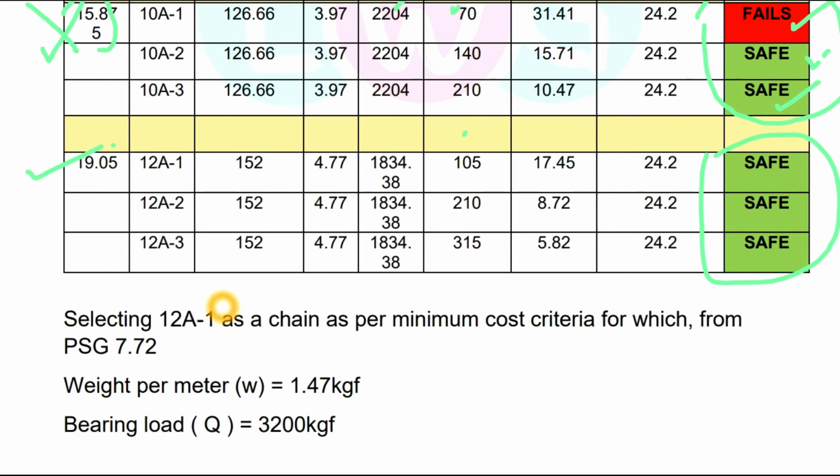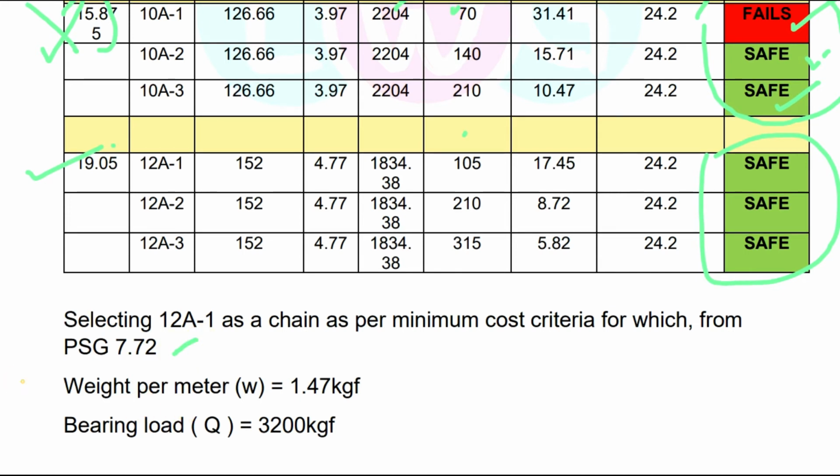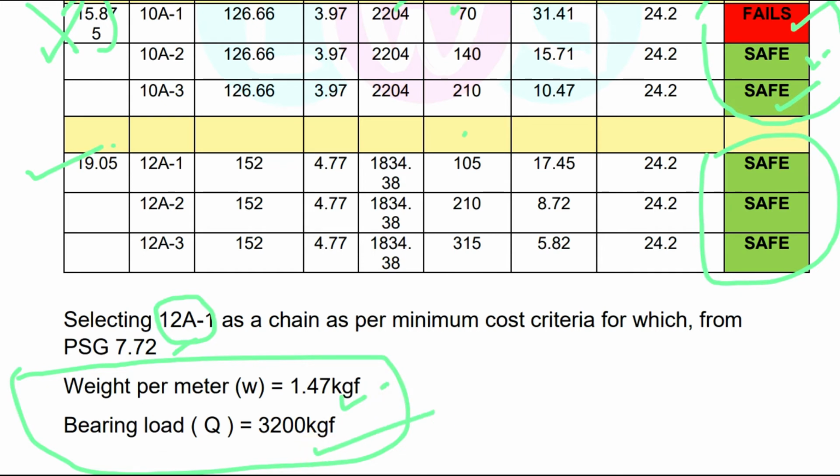Okay, so as we selected 12A1 as a chain as per minimum cost criteria, from the PSG page number 7.72, now come to page number 7.72. There you will get these two columns. These two columns are mentioned in the PSG book. Last two columns, first select this 12A1. In this, select 12A1 and see that row itself, the last two columns. For that row, in the last two columns, you will get weight per meter, these two values, and bearing load, these two values you will get from there.